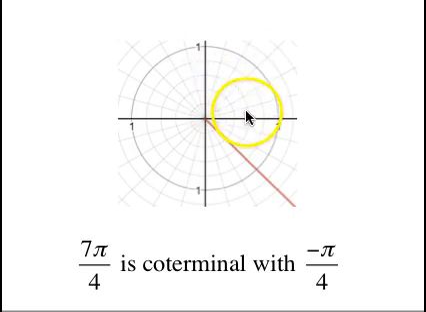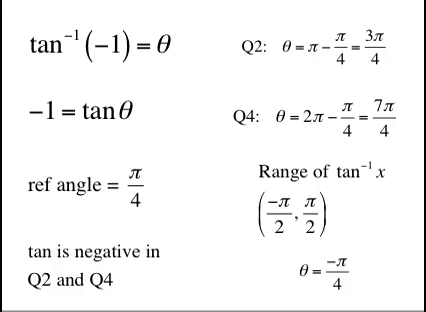Of course there is. 7 pi over 4 all the way around is the same as negative pi over 4, starting at 0 and going in the opposite direction. Negative pi over 4 is in our range of the inverse tangent function. Remember, the range was from what? From negative pi over 2 to pi over 2. And negative pi over 4 is in that range. So our answer to that question is theta is negative pi over 4.